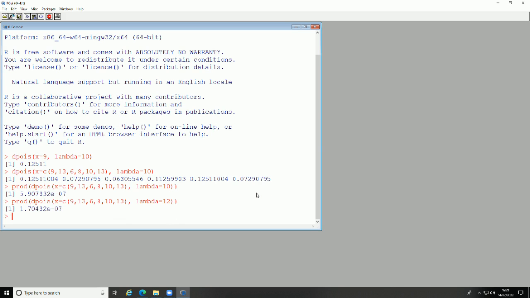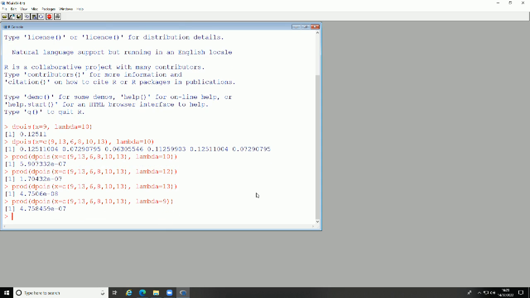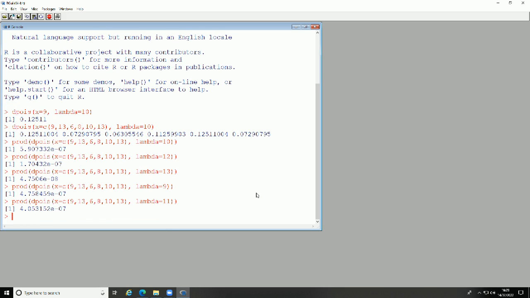Now actually you can try, because the computer will do all the work for us. You can try 13. You can try 9. You can try 11. You can compare this probability. You see that this one will still be the largest, the one with lambda equal to 10. So among all these lambda, 10 seems to be the most reasonable choice for the value of lambda.